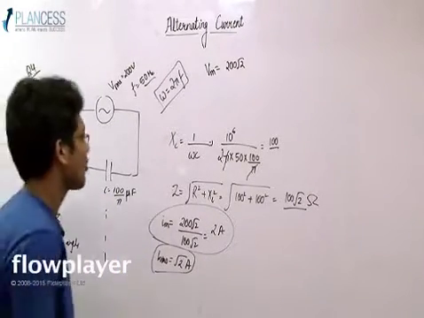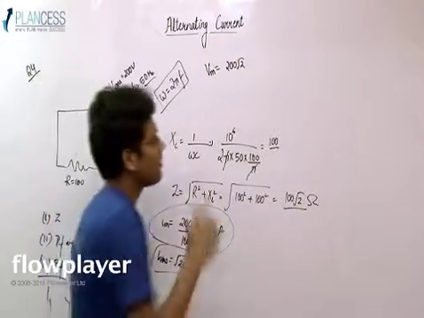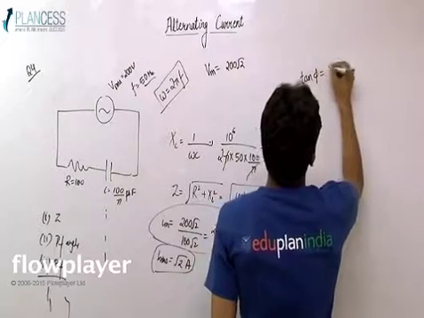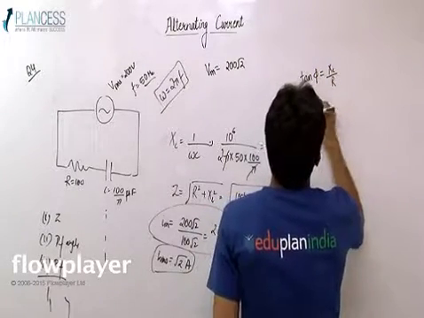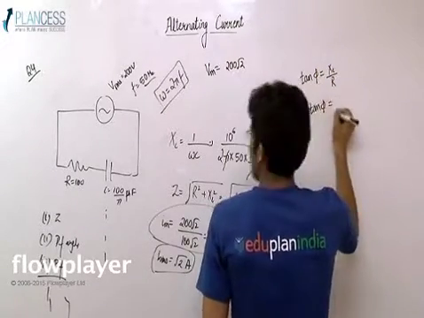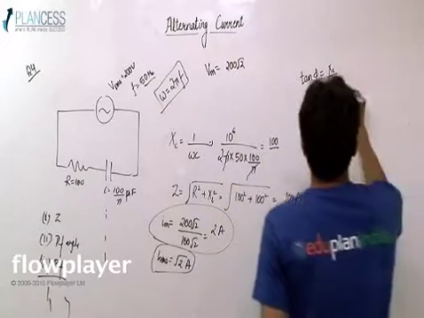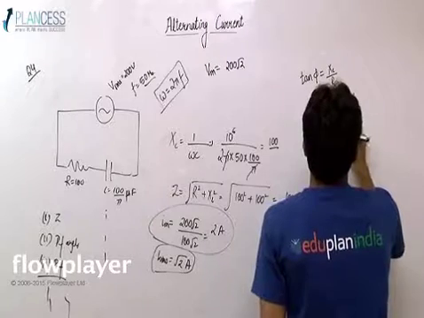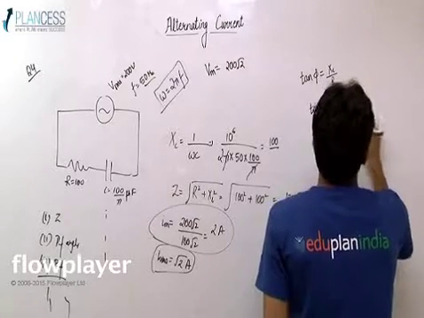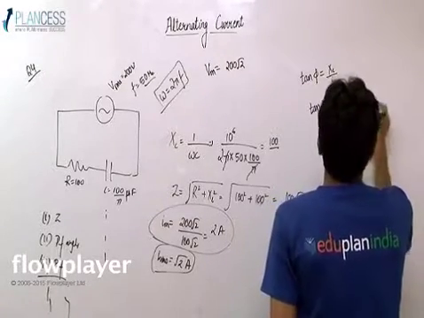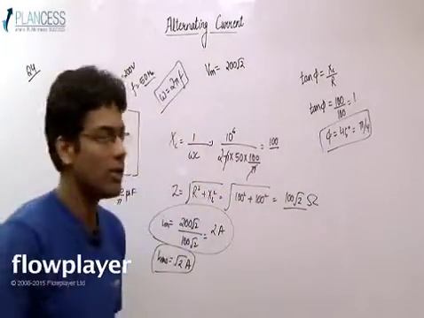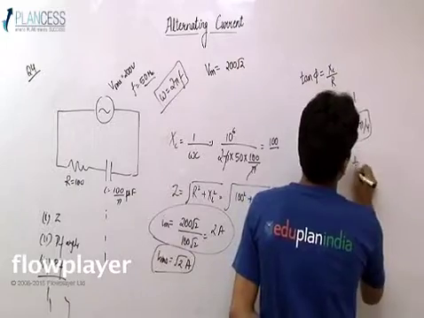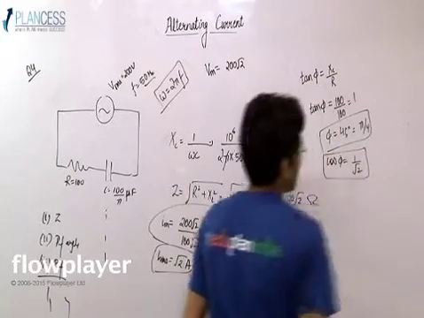Now let's calculate the power factor angle. We remember from the basic module that the power factor angle is given by the formula tan phi equals Xc upon R. So tan phi is 100 upon 100, which is 1. So phi comes out to be 45 degree or pi by 4. Now the power factor, that is cos phi, comes out to be 1 by root 2.